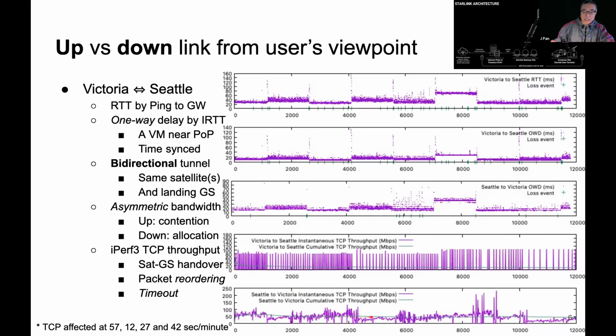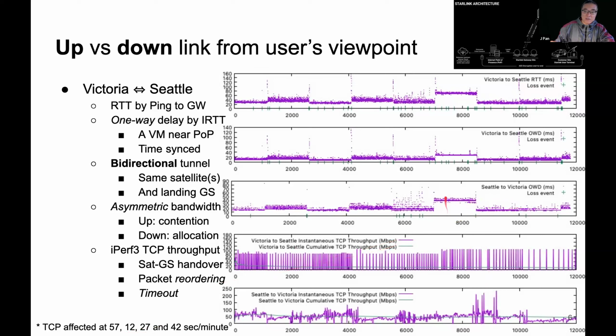And this is for the downlink. Of course, the throughput is higher; the instantaneous throughput can go above 200 megabits per second. But this may only be sustained because you have this particular handover behavior every, let's say, 50 seconds at a fixed interval here.